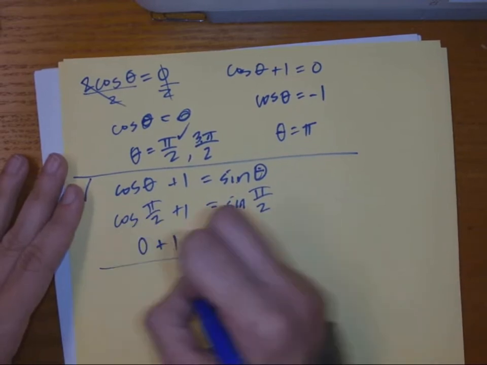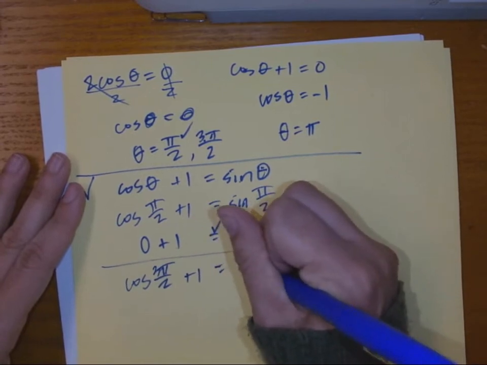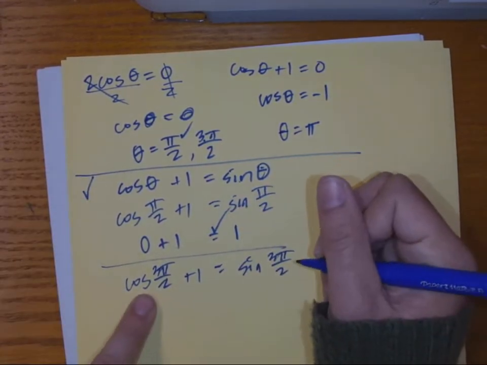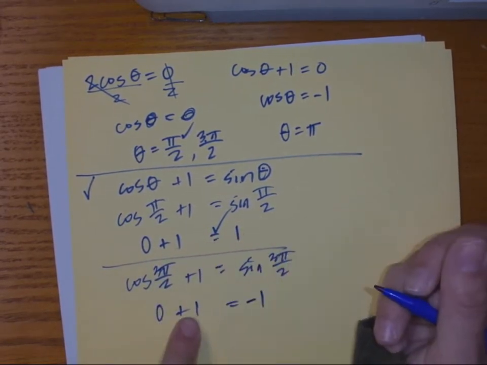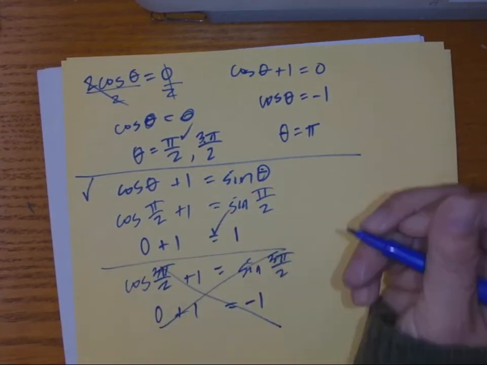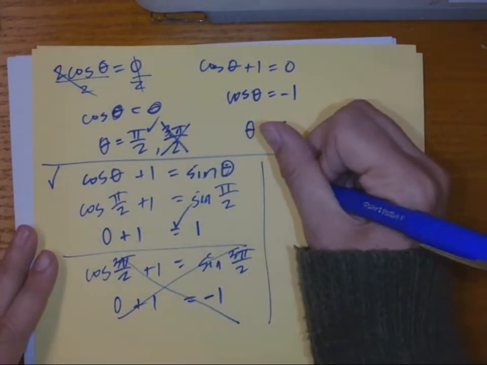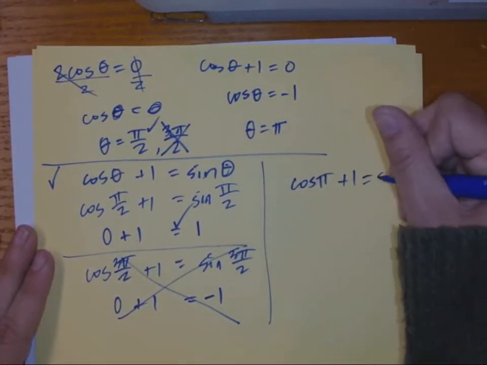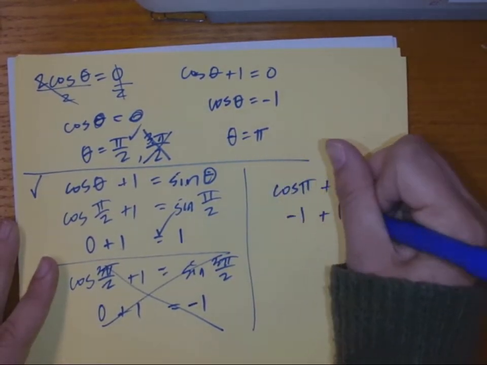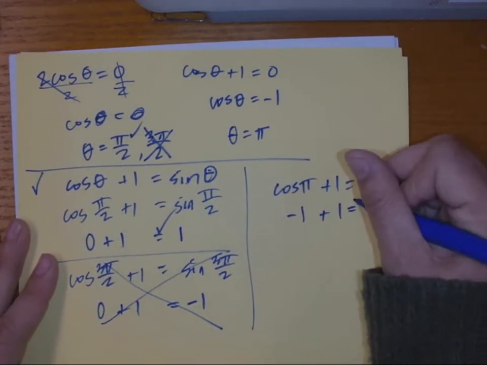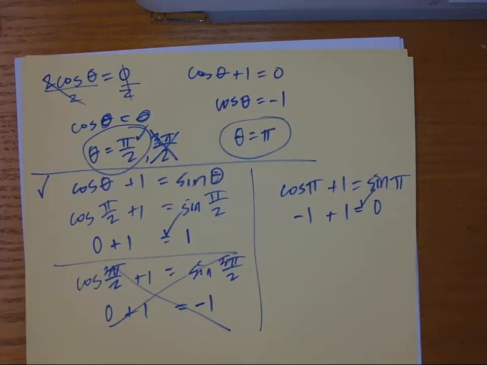When I plug in 3 pi over 2, cosine of 3 pi over 2 plus 1, does that equal sine of 3 pi over 2? Well, cosine of 3 pi over 2 is 0. Sine of 3 pi over 2 is -1. Does 0 plus 1 equal -1? No, it doesn't. So 3 pi over 2 does not work. It is not a solution for this. And let's try pi. Cosine of pi plus 1, does that equal sine of pi? Cosine of pi is -1. Sine of pi is 0, and -1 plus 1 equals 0. So my answer is just pi over 2 and pi here, not the 3 pi over 2. That's an extraneous solution.